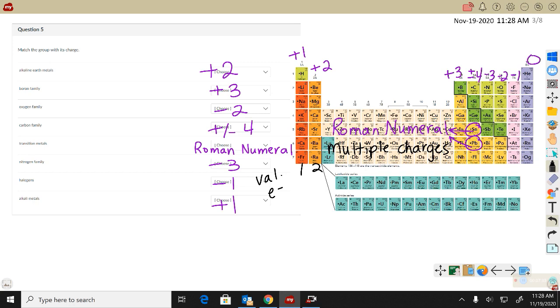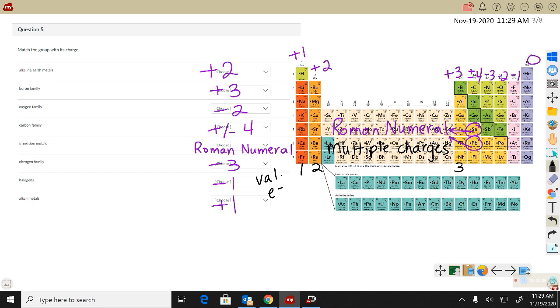And then finally, when I get over to the boron family, they always have 3 valence electrons, so it's still easier to lose 3 than gain 5. Plus 3. And for the most part, that's your metals. I mean, yeah, there's a few metals like tin and lead and bismuth and thallium, but there's your metals. They're all positive. Even the Roman numerals will always represent a positive charge.